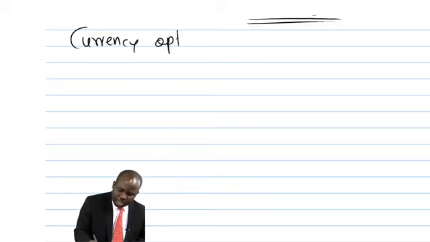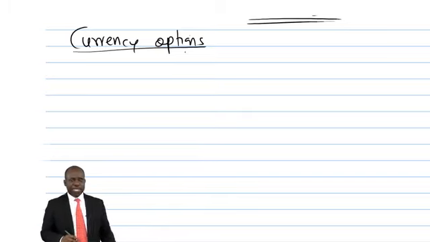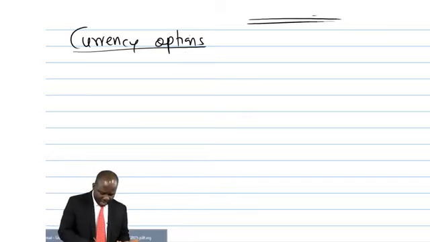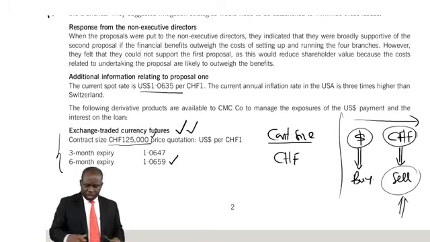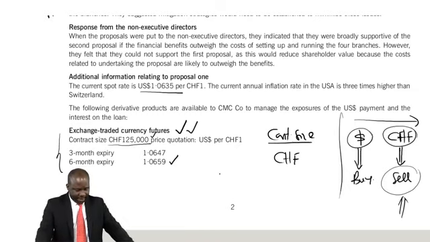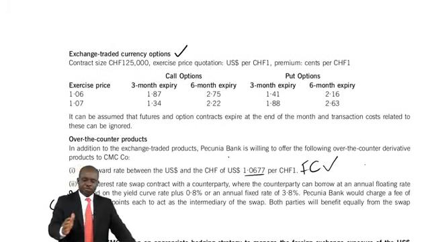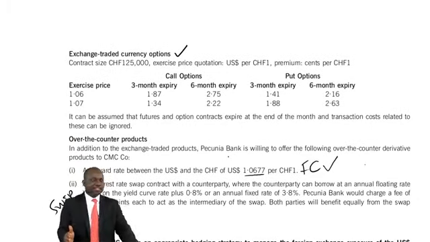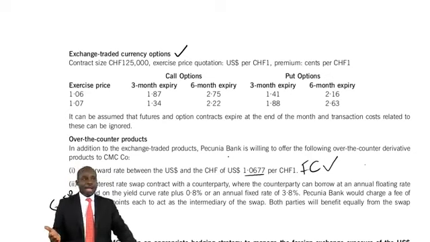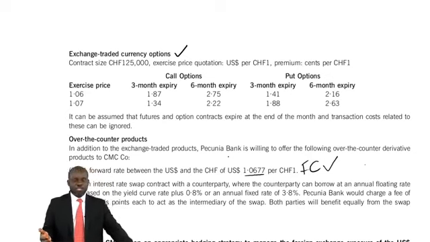Now let's go to the next level. We can also use currency options. What will be the currency option? Okay, if we go to the question, it is telling us here that we've also got currency options. We've got 3-month expiry and 6-month expiry. The same argument as we did for futures. Which of the contracts should we enter into?